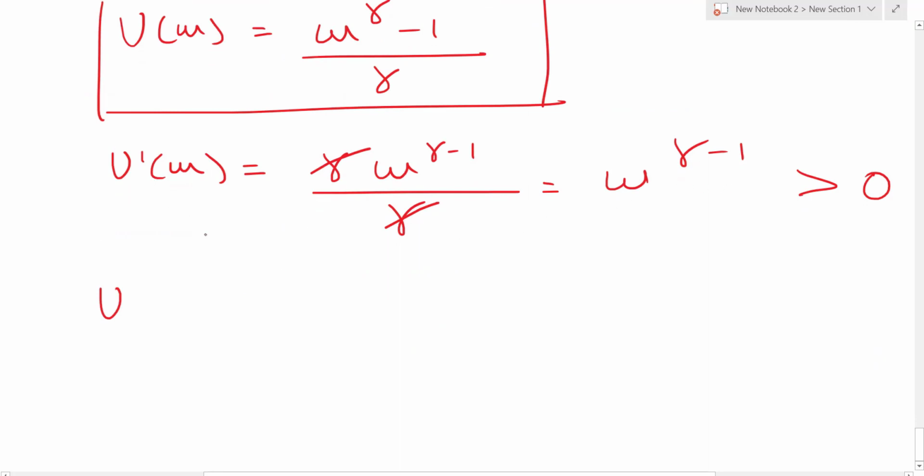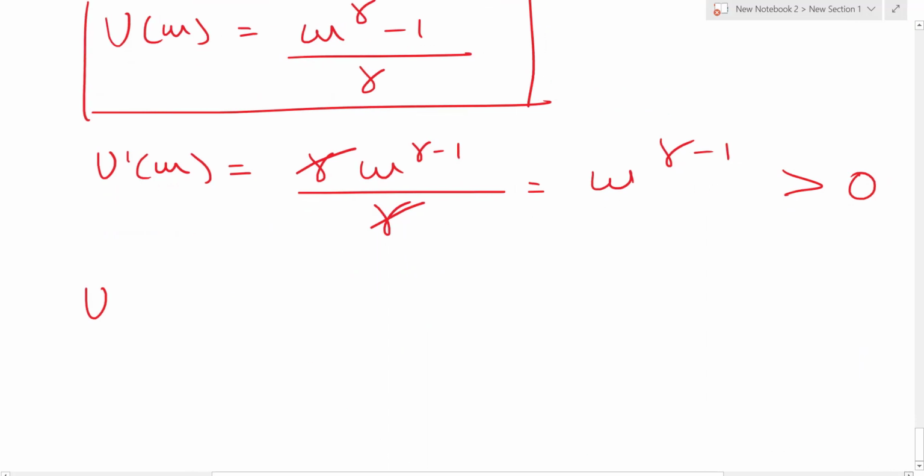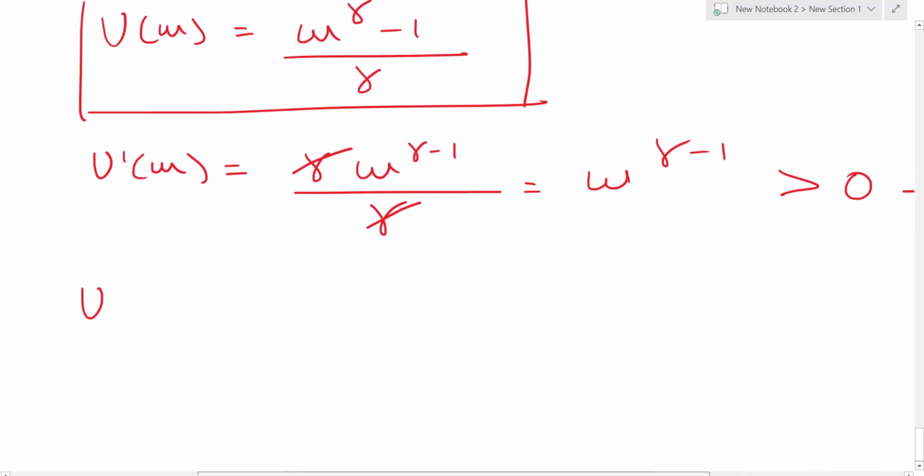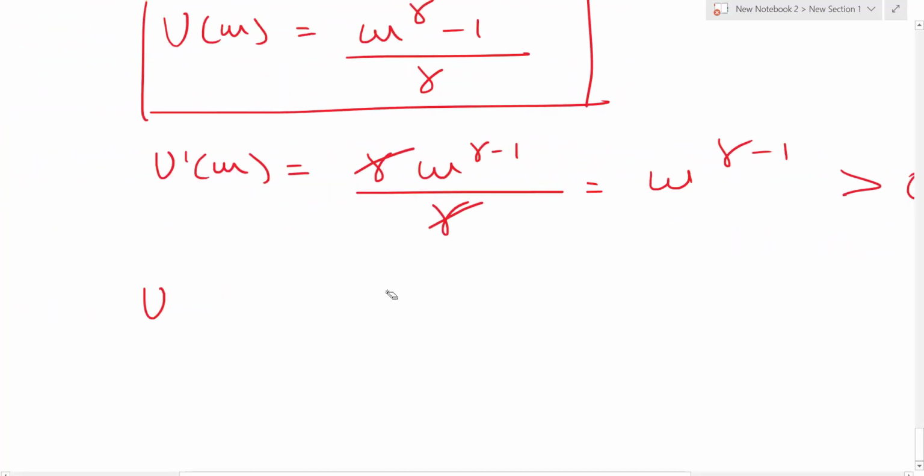So this always exhibits non-satiation, right? We can always conclude that the marginal utility is positive, so it always exhibits non-satiation, which means that the investor always wants more wealth as compared to less wealth.